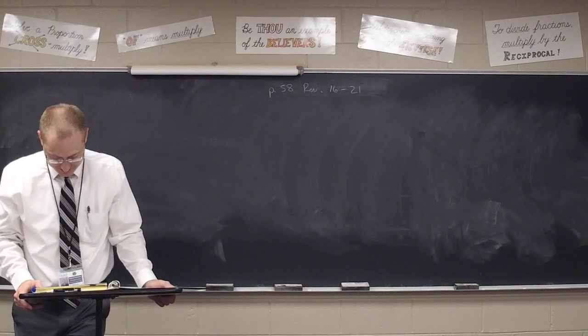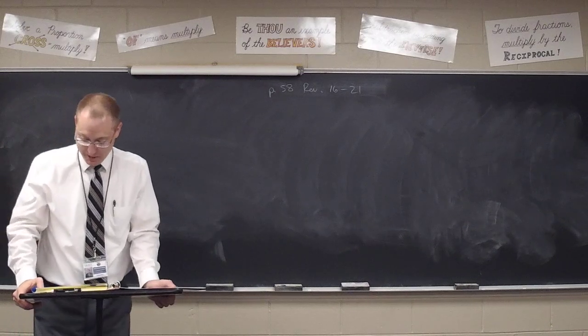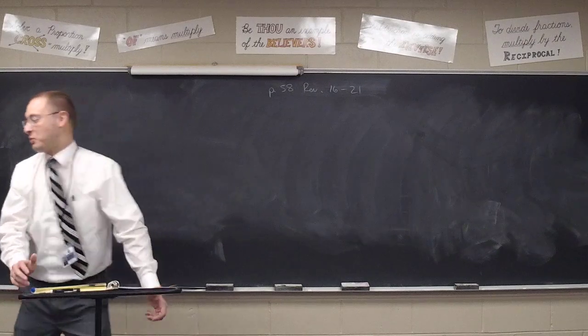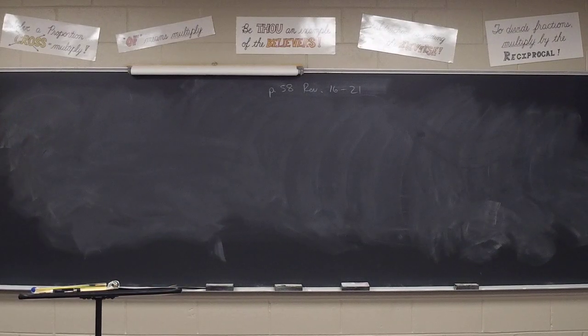Letter A? 15. 15. Good. Letter B? 16. 16 is correct. And letter C? 1/20. 1/20. She did it. She made it all the way through. Anyone else? All the way through, just not quite as fast.